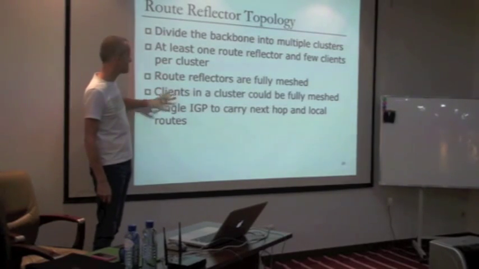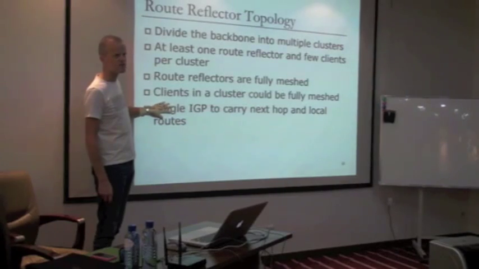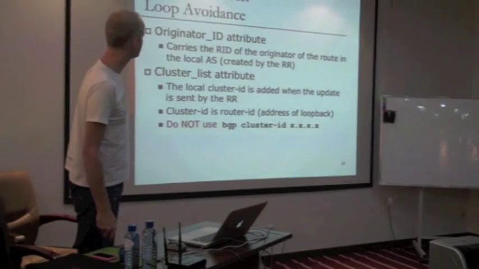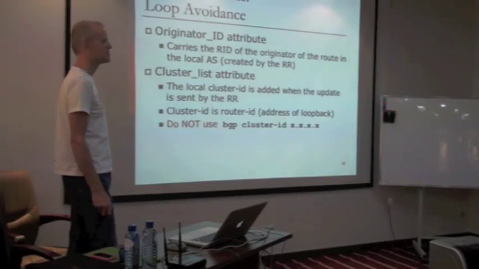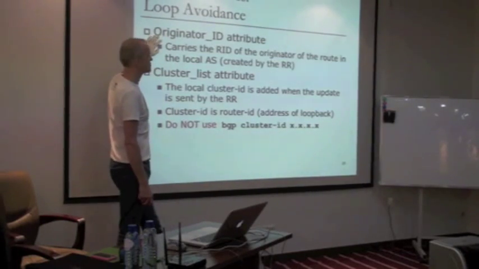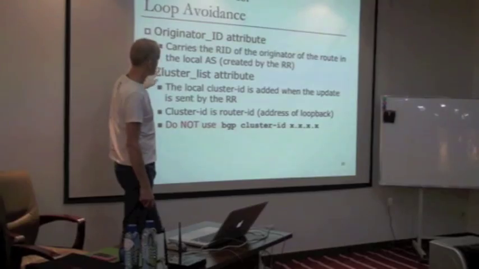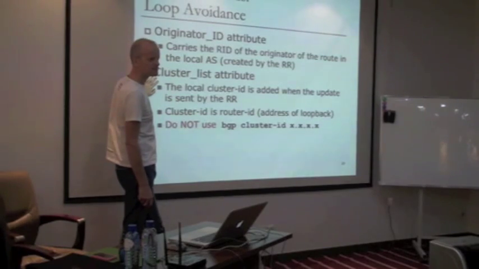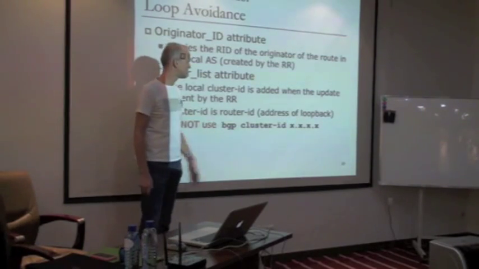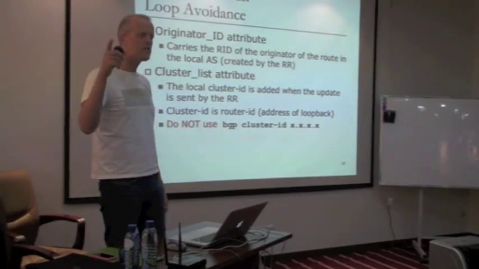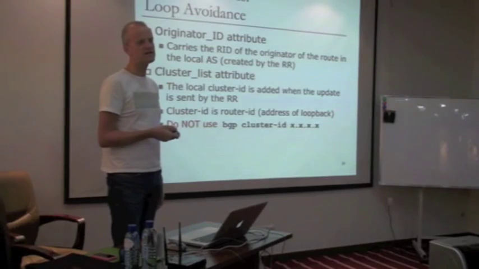This is just a BGP thing, we don't touch ISIS or OSPF. So it's just a BGP design. I mentioned new attributes yesterday when I was looking at the path selection. You've got the originator ID attribute, which carries the router ID of the originator. You've got the cluster list attribute, which is the cluster ID, in other words, the identifier of the route reflector. So it's the router ID of the route reflector. And that's used just to identify where the prefix has gone through the network.